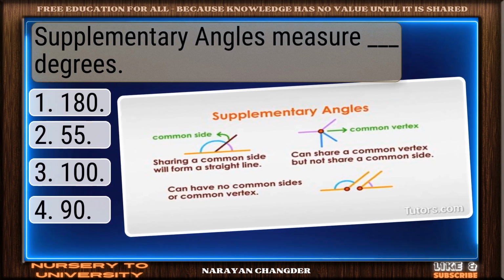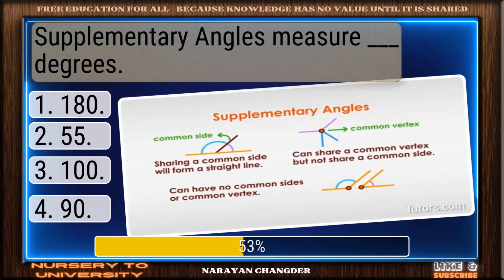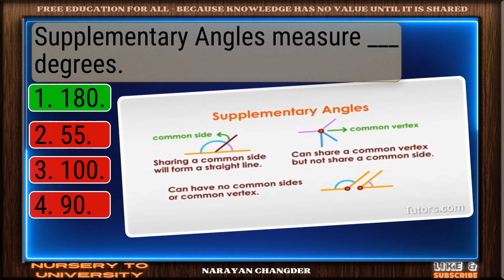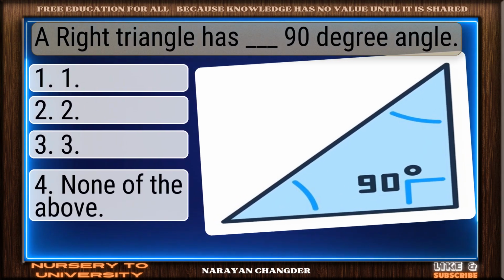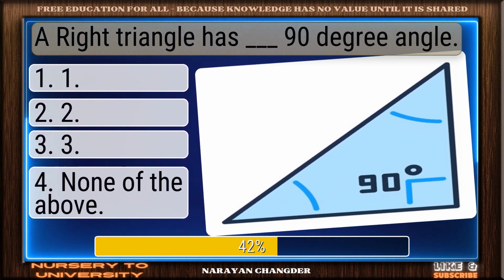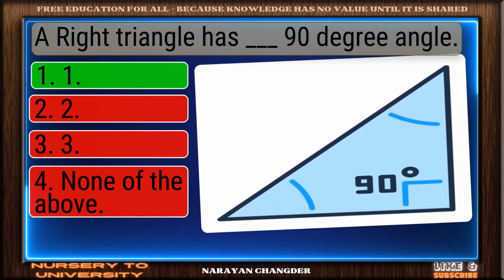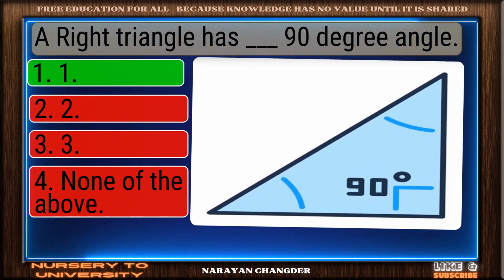Question number 190. Supplementary angles measure dash degrees. Right again. 180 is a valid answer. Question number 191. A right triangle has dash a 90-degree angle. Clear logic. Your choice 1 is sound and 100% true.